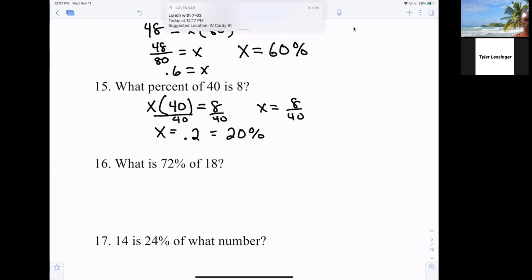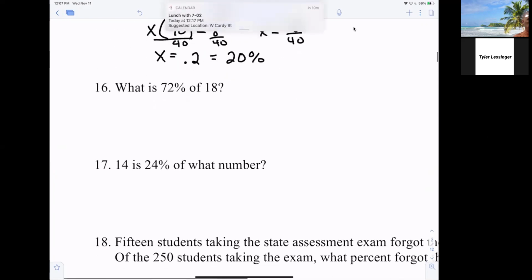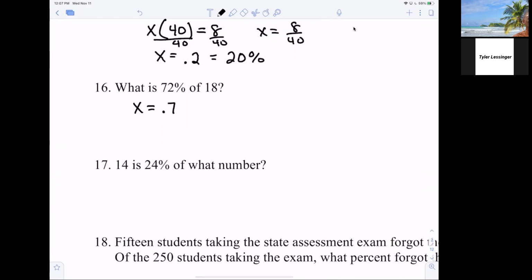All right, here we go. X equals 72%, 0.72 times 18. I need some help. 13 point what? 13.5.